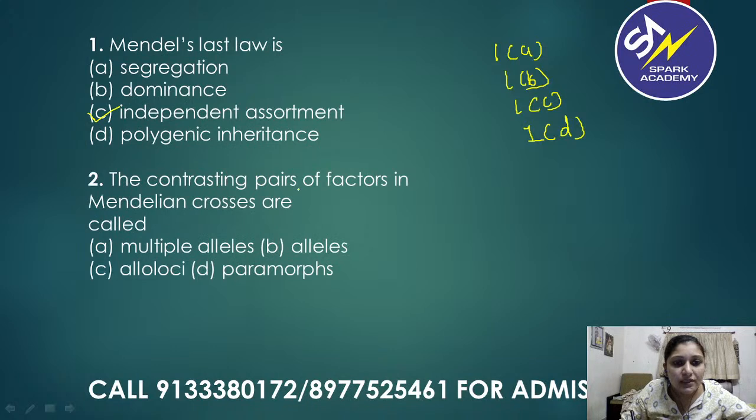Next question: the contrasting pairs of factors in a Mendelian cross are called what? Are they known as multiple alleles, alleloci or paramorphs? Answer for the second question. Yes, Kulsum. Come on quickly. Pair factors, they are known as what? Yes, the correct answer is B: 2B.